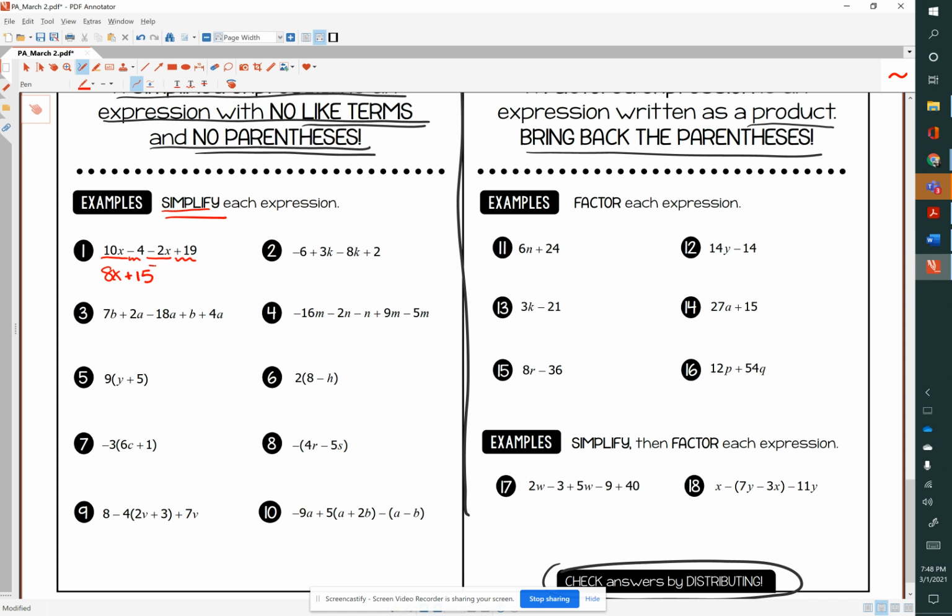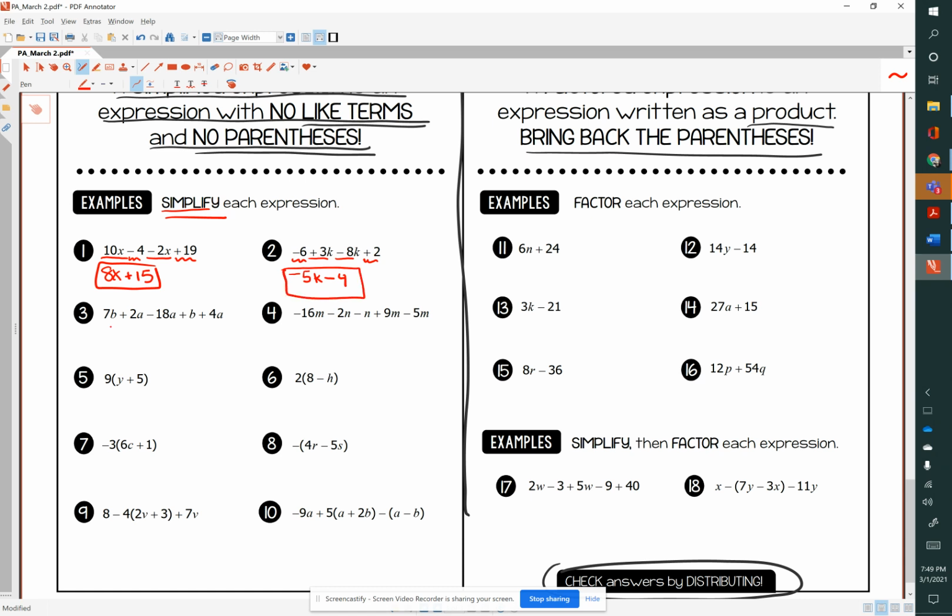So our final simplified expression is 8x plus 15. Number 2, negative 6 plus 3k minus 8k plus 2. Well, 3k minus 8k is negative 5k, and negative 6 plus 2 is negative 4. And that is our final simplified expression.